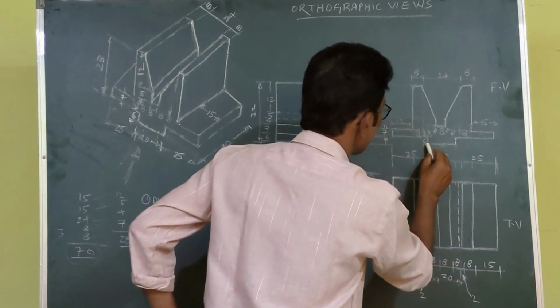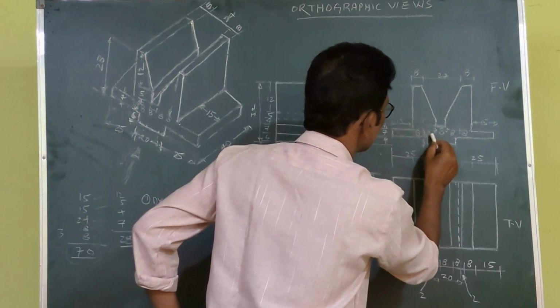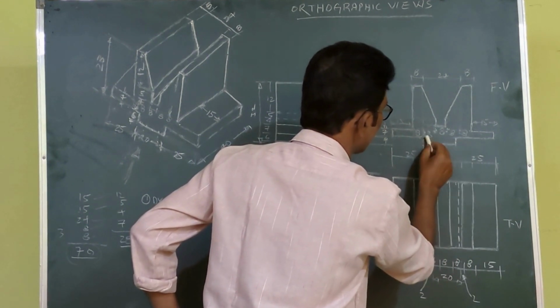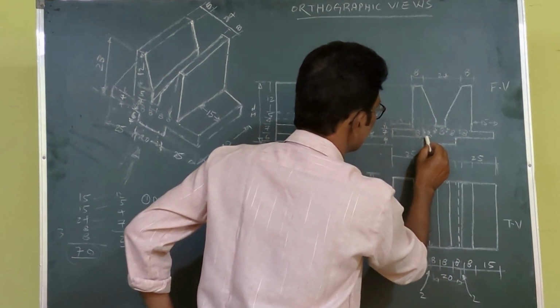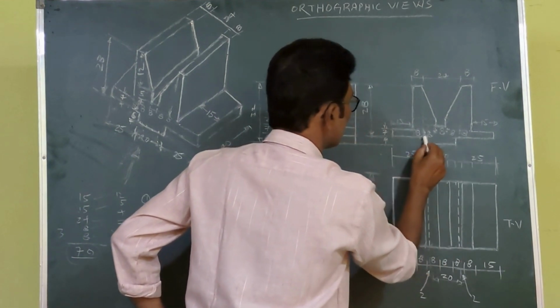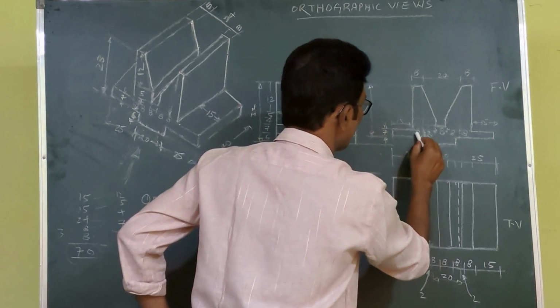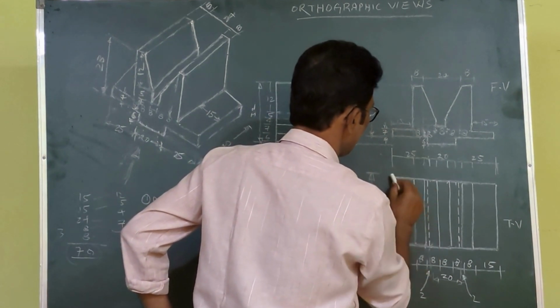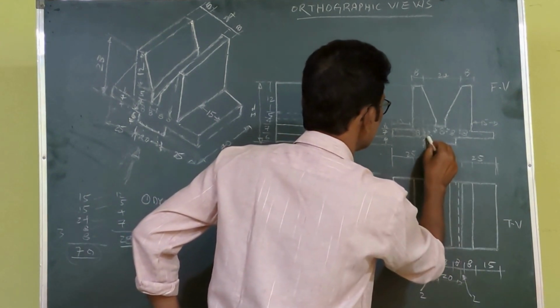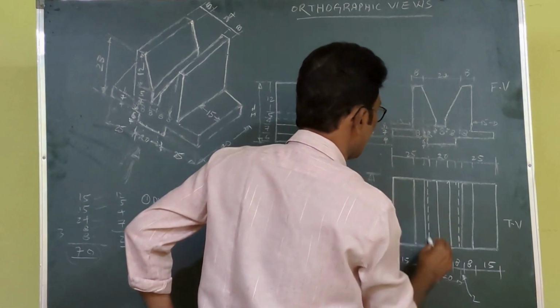Here also, if you observe this one, 8 plus 8 plus 8 is 24, and there is a 20, so the 4 that is left is equally distributed on either side. From here to here, this is 2 mm, this is 2 mm, this is 2 mm, please understand. Here also, this is 2 mm. So this is the line 15, this is the line 8, this is the projected 2, that is also projected, that is a dotted line.